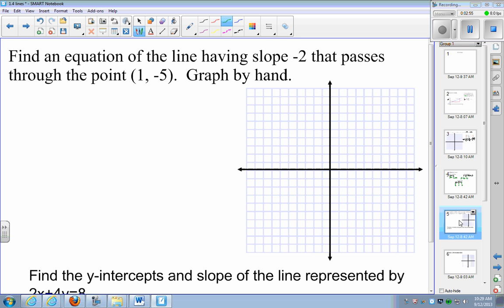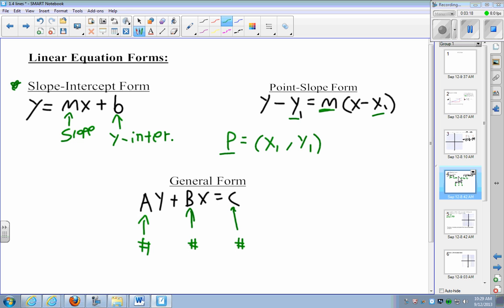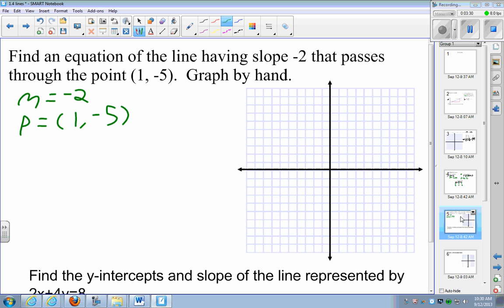Now let's look at this example. Find an equation of the line having slope -2 that passes through the point (1, -5). Okay, so slope m is equal to -2, and our point p is equal to (1, -5). If we go back to our previous slide and look at our point-slope form, we notice that we're working with a point that has an x1 and a y1, and it has a slope. So let's go ahead and use that form.